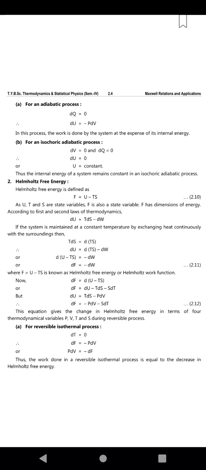Therefore, taking d(TS) to the left side and taking the derivative outside, we get d of (U minus TS) equal to minus dW. And we know that U minus TS is the Helmholtz function, so this can be written as dF equal to minus dW. Now we have the equation dF equal to d of (U minus TS), therefore dF equal to dU minus TdS minus SdT. Therefore we get dU equal to TdS minus PdV.